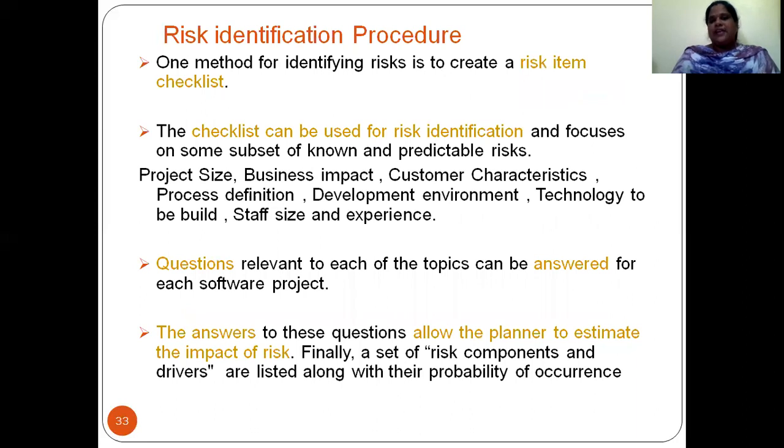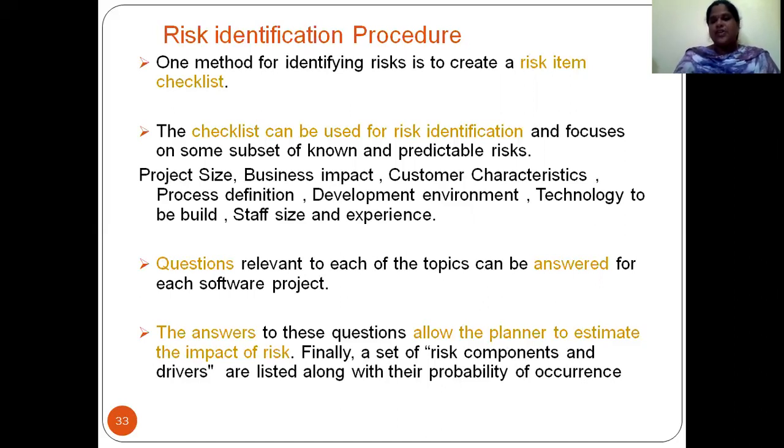Now, the risk identification procedure. How do you identify the risk? One method is to create a risk item checklist. The checklist consists of risk items and can be used for risk identification, focusing on a subset of the predictable risks: project size, business impact, customer characteristics, process definition, development environment, technology to build, and staff size and experience. These all come under predictable risk.